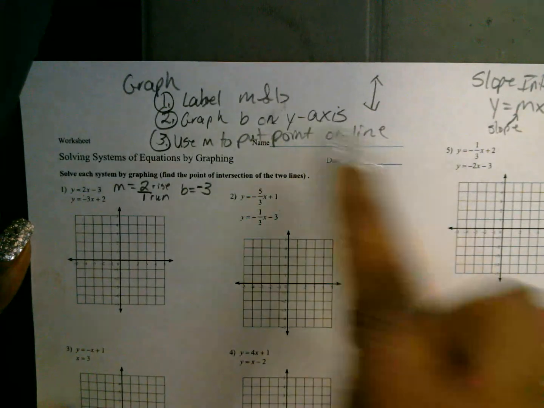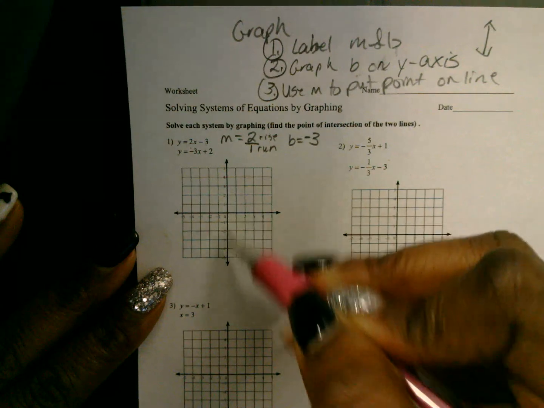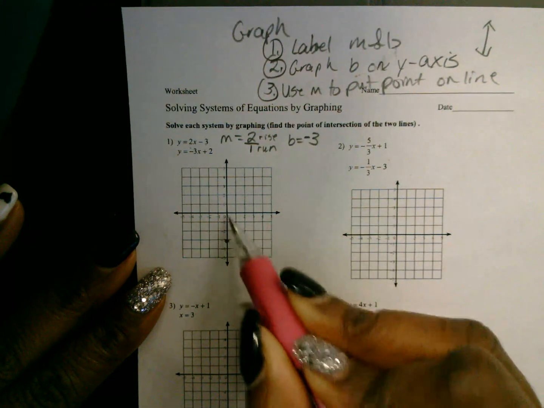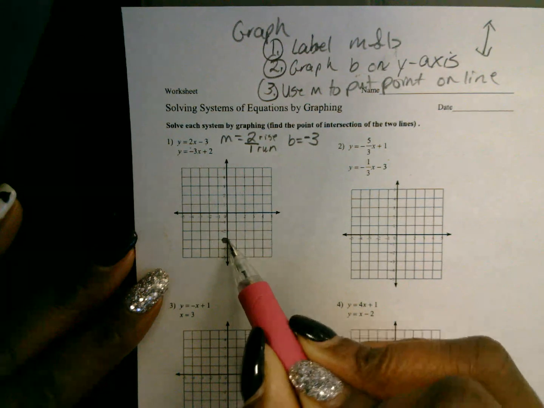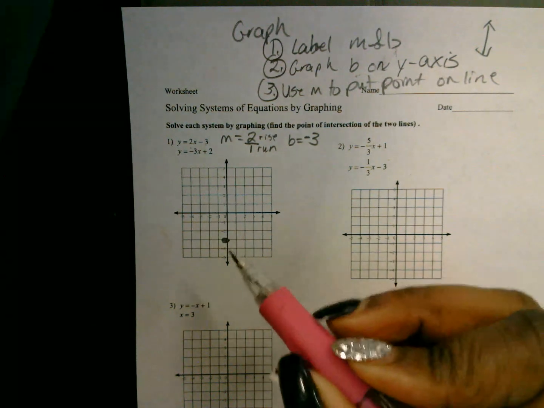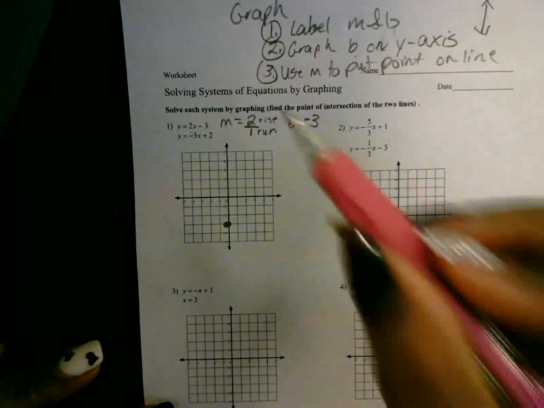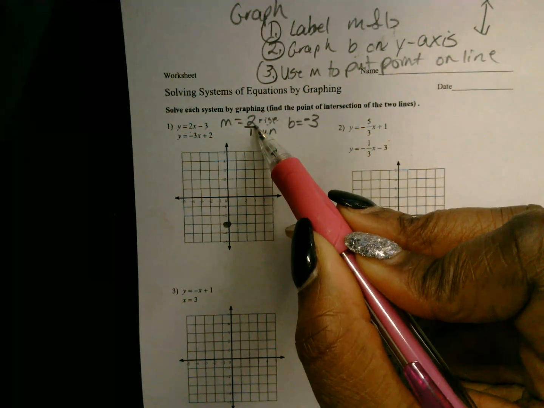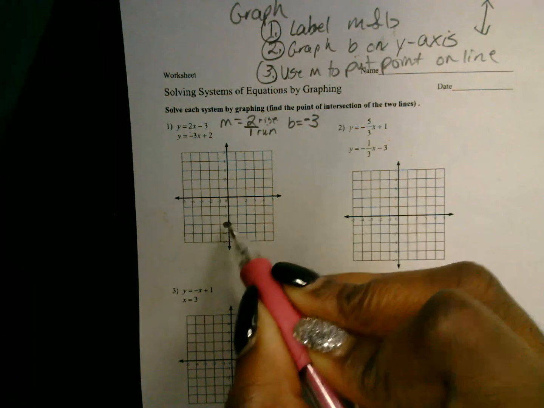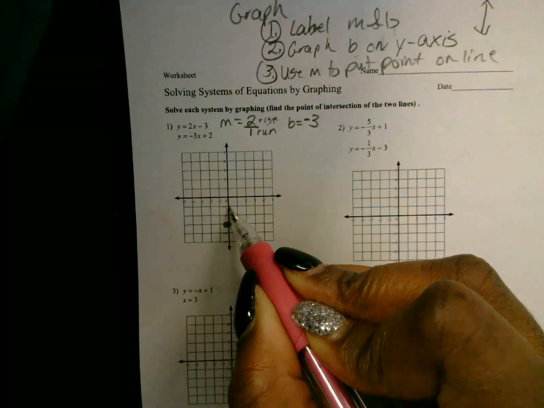So now after we label, we're going to graph b on the y-axis. That's the up and down number line. -3 on the y-axis is here, down 3 from the origin: -1, -2, -3. This is our starting amount. Now we've got rise over run. Our rise is +2, so we go up 2. Our run is +1, which means we go to the right 1.